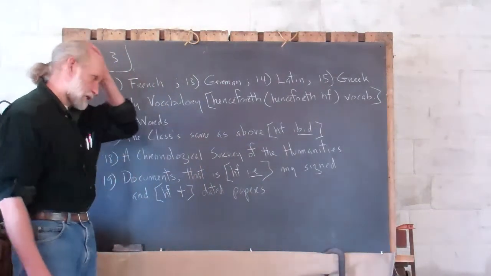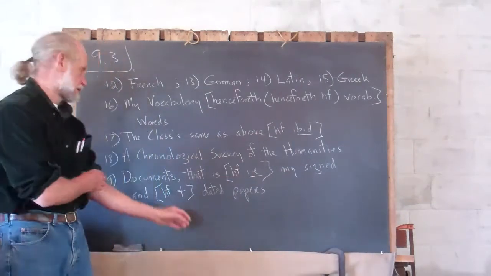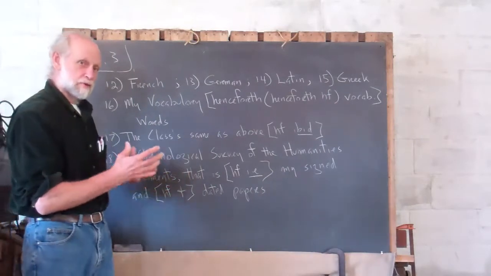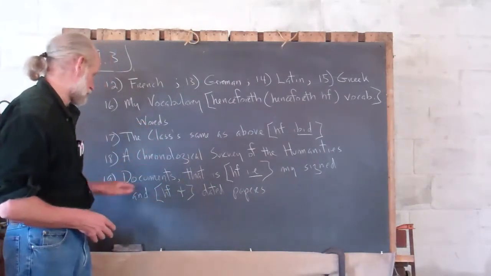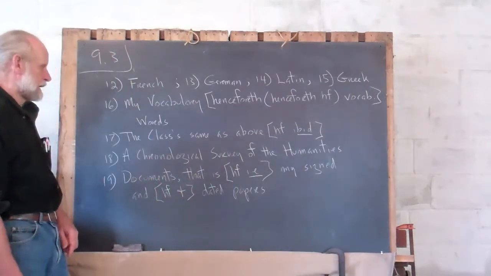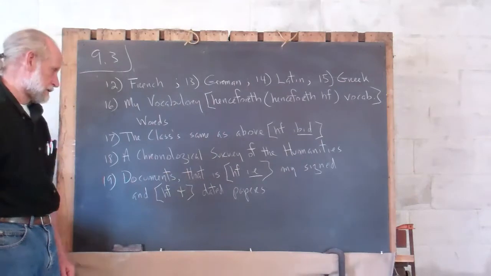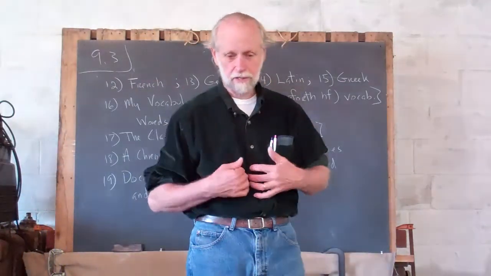The 18th section, a chronological survey of the humanities. By the end of the year, that's where we'll spend most of our time. That stuff goes down real easy because we're dealing with perfectly wonderful stuff. It becomes a very big section. And then the last section in these notes will be documents. And by documents, what I mean is the quizzes or the papers that the kids give me.